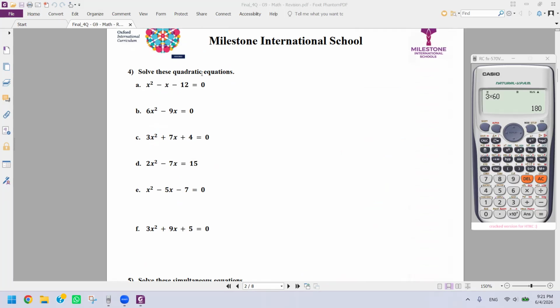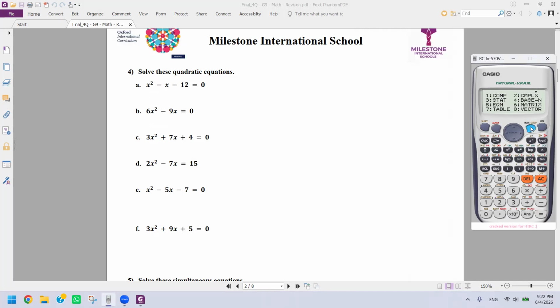Now, question 4. Solve these quadratic equations. We said that quadratic equations can be done through the calculator. So, I will do it through the calculator, but remember that when we do it through the calculator, I will do it either by factorizing, or if I get a square root, I will go and do the quadratic formula. But even when I take the answer from the calculator, because I need to show my work, I have to act as if I'm doing factorizing. So let me show you how.